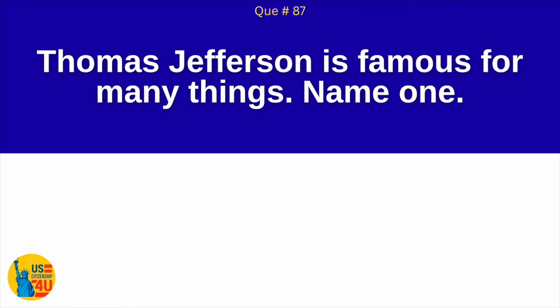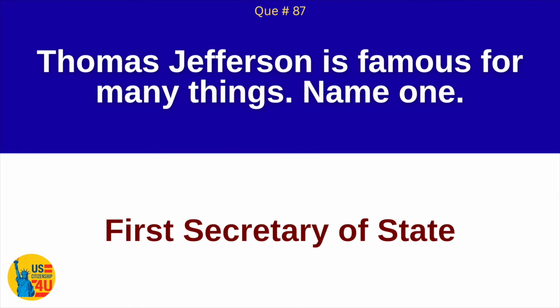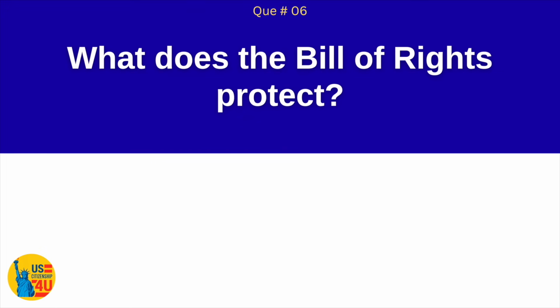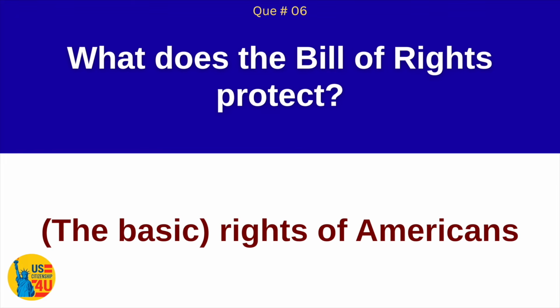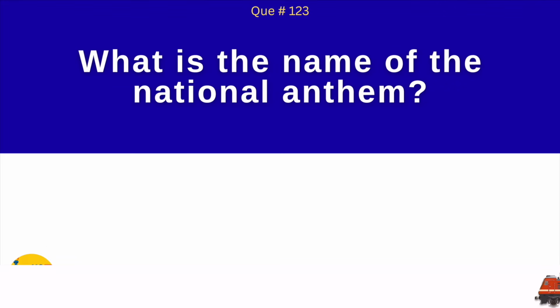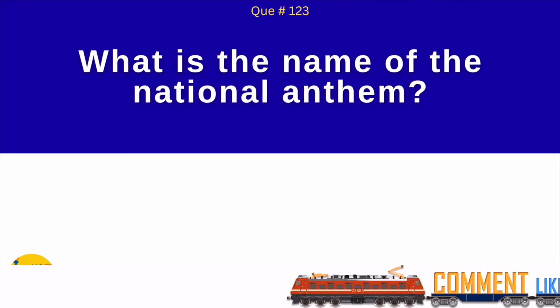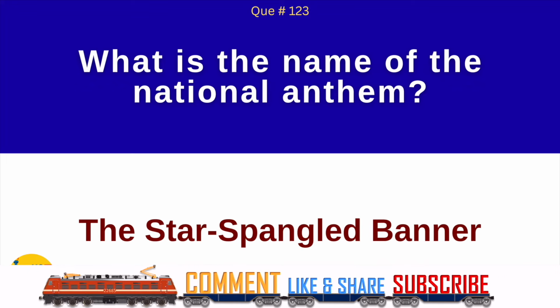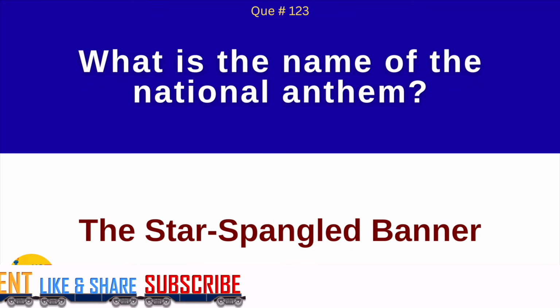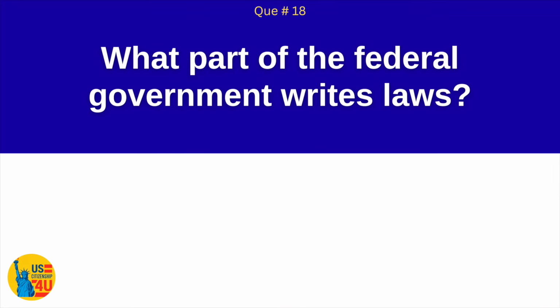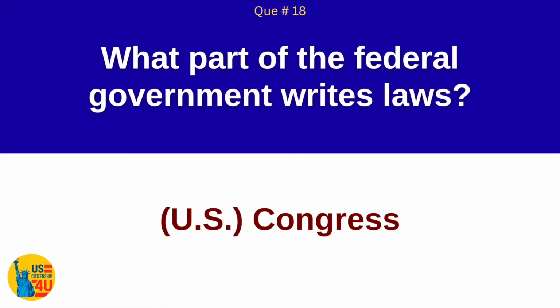Thomas Jefferson is famous for many things. Name one. First Secretary of State. What does the Bill of Rights protect? The basic rights of Americans. What is the name of the national anthem? The Star-Spangled Banner. What part of the federal government writes laws? U.S. Congress.